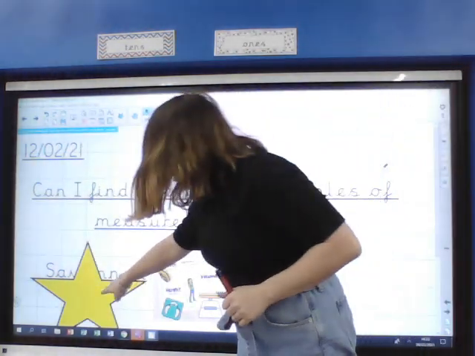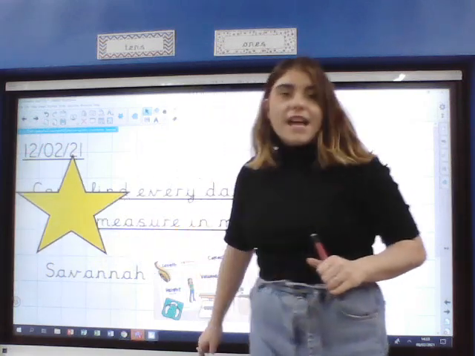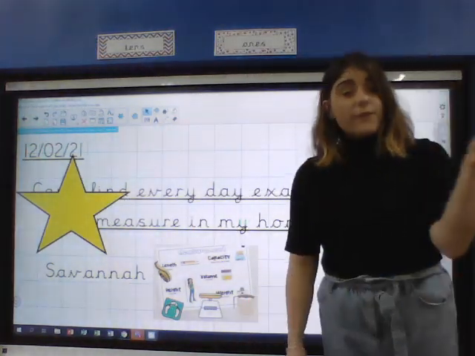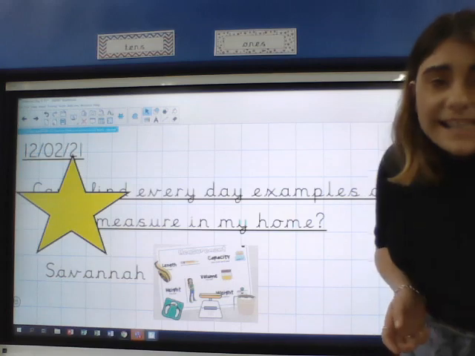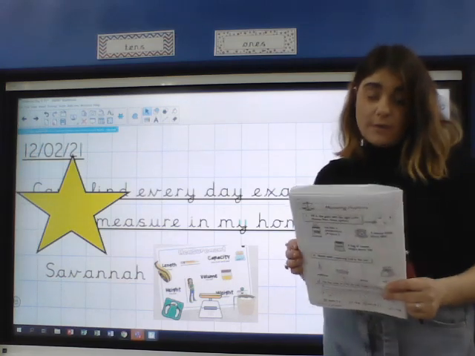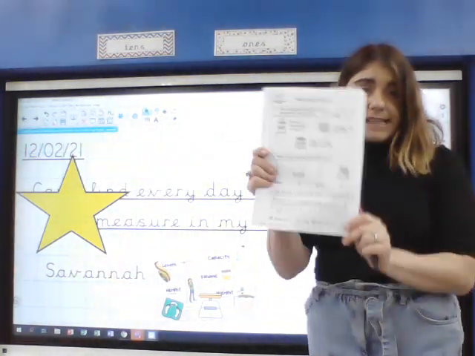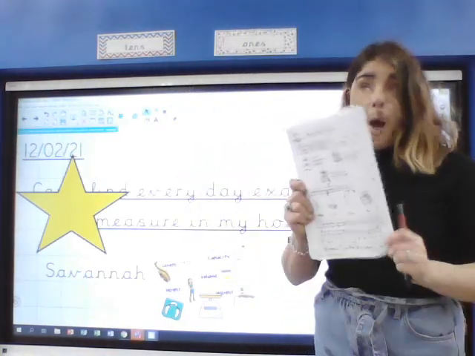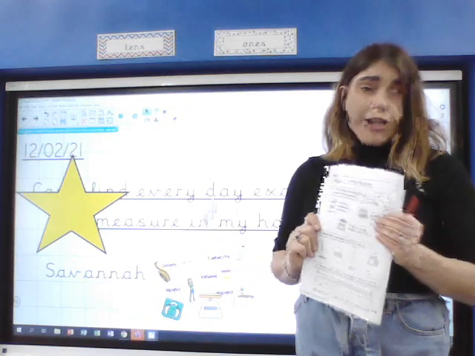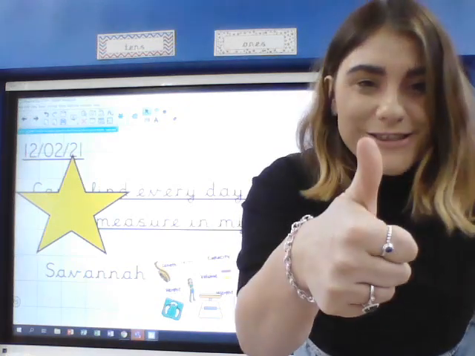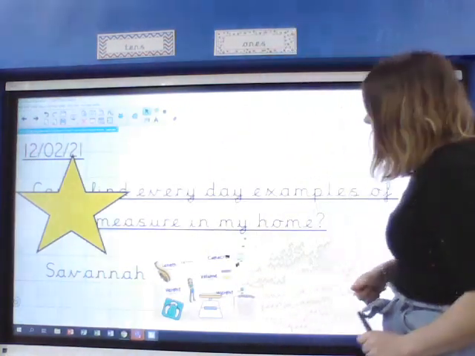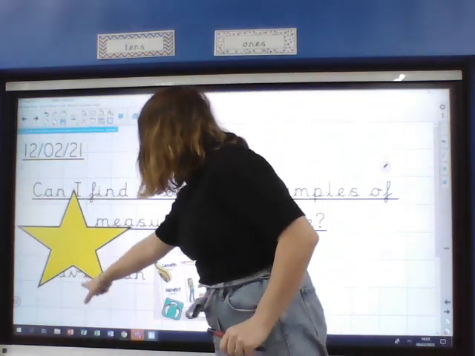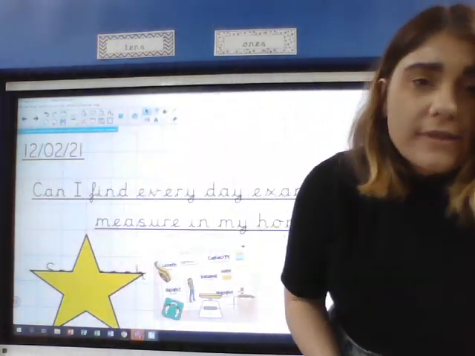So underneath my star for this week, I have chosen Savannah, because at the end of all my maths videos, I have been setting little extra tasks to do with measure. So as well as completing the tasks in your book, Savannah also on Monday, right from the get-go, had a go at my home challenge. So well done, Savannah.